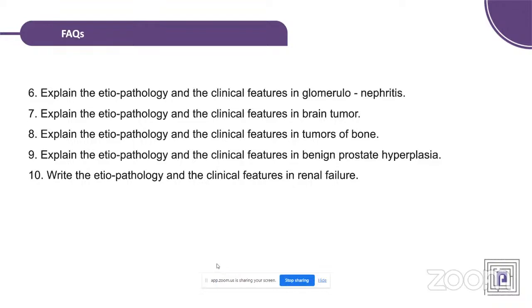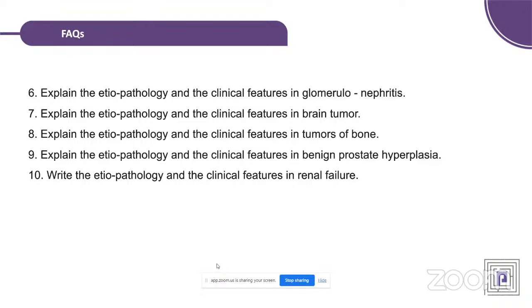Next, what is the etiology and the clinical features of tumors of bone? So etiology and tumors: there are different types of bone tumors. They can be benign and they can be malignant, and they can be metastasis from other primary tumors. So what are the benign tumors?